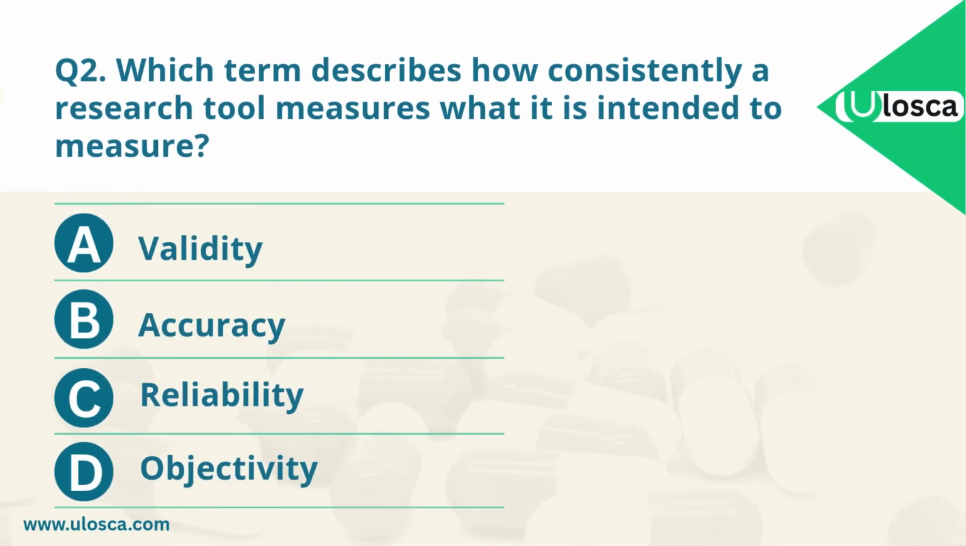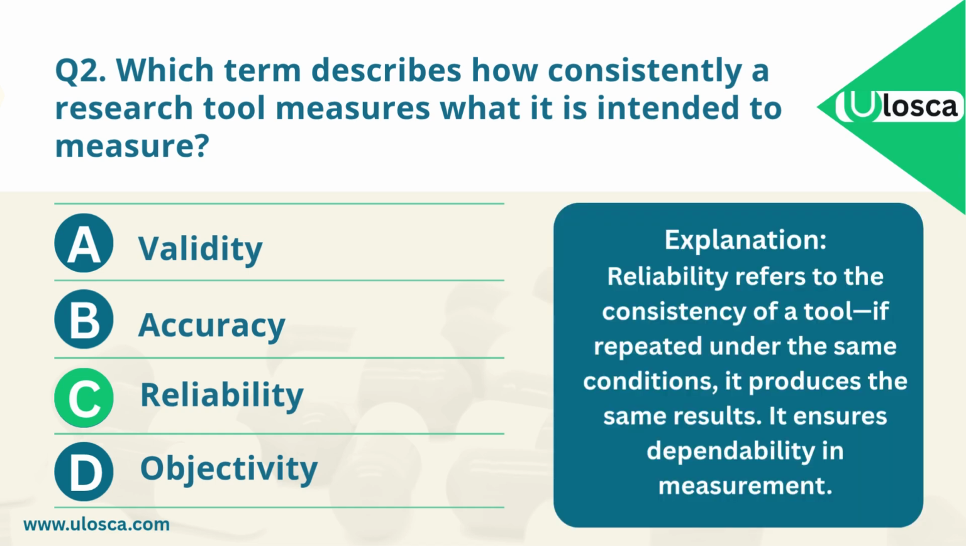The correct answer is C. Reliability. Explanation. Reliability refers to the consistency of a tool. If repeated under the same conditions, it produces the same results. It ensures dependability in measurement.